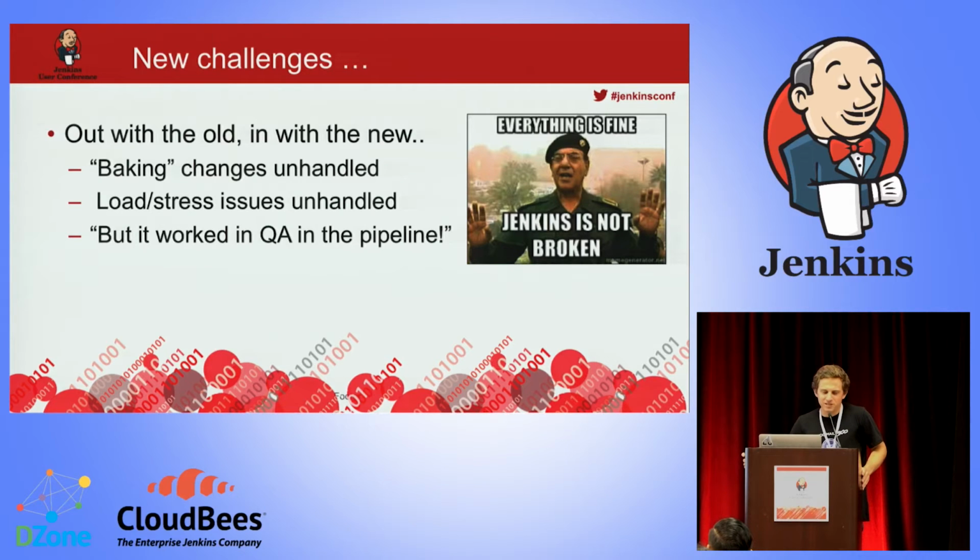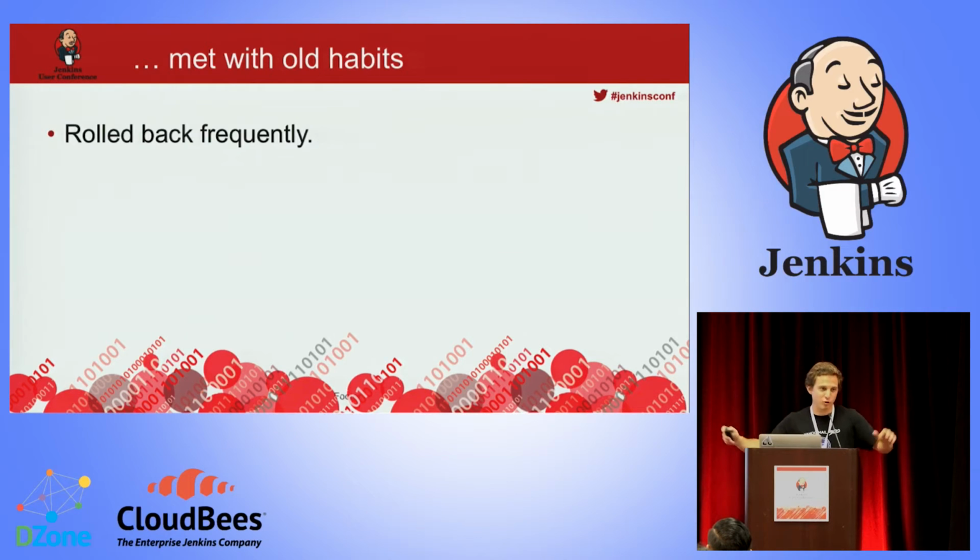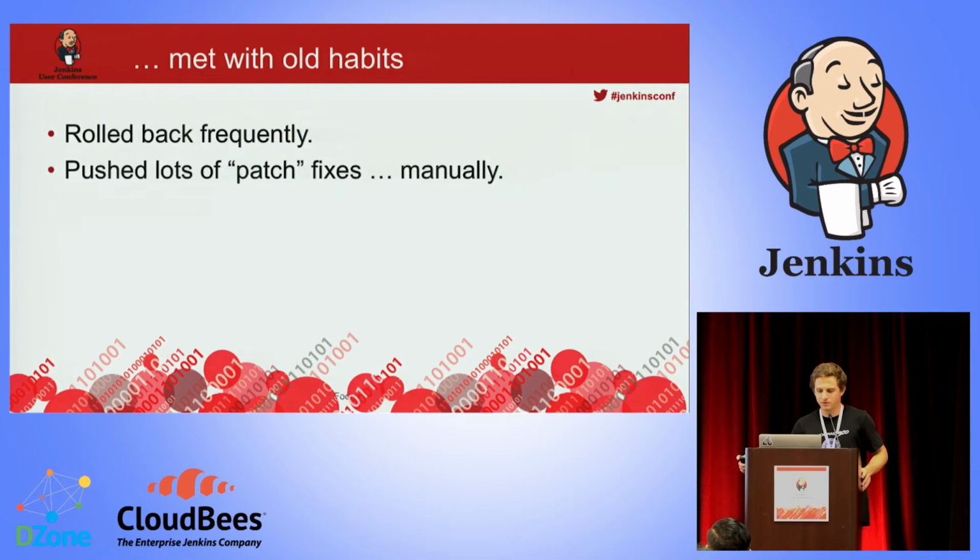So, even with all this automation, we still had issues. We rolled back frequently. Now, thankfully, we had jobs to do rollbacks, so people didn't have to push by hand, but it was still happening. The whole point of this pipeline was quality, and we still had bad changes making their way through it undetected.